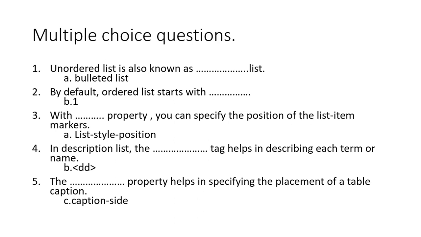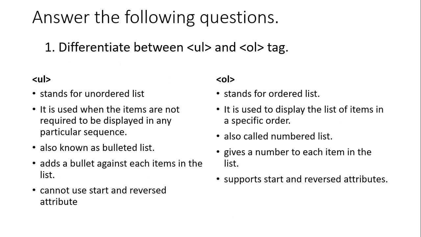By default, an ordered list always starts with 1. With the dash property, you can specify the position of the list item marker, that is the list-style-position. In a description list, the dash tag is used to describe each term or name, that is the DD tag. The dash property helps in specifying the placement of a table caption, that is caption-side, and the caption tag is used to add the heading of the table.